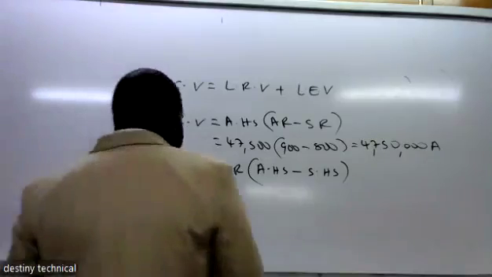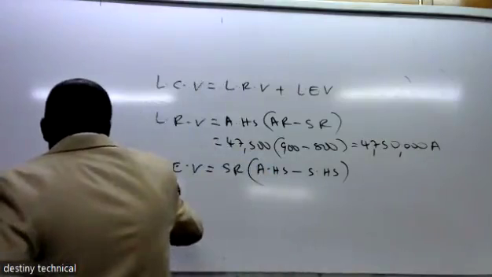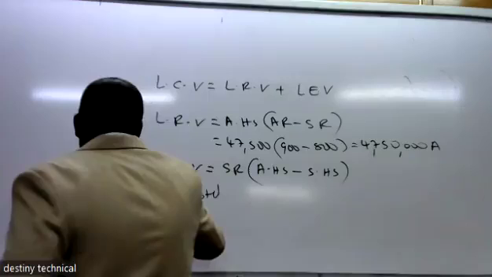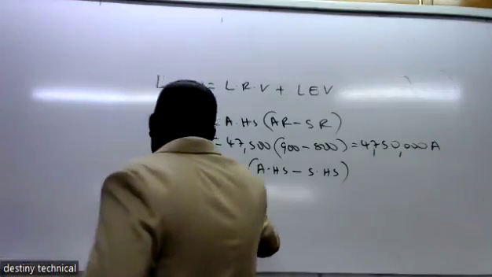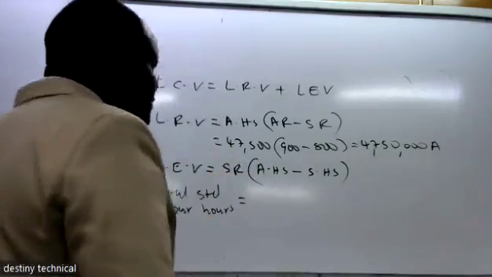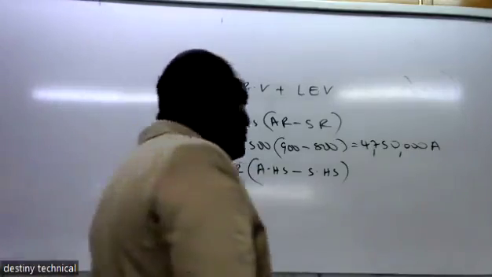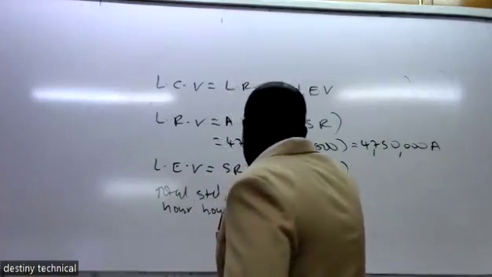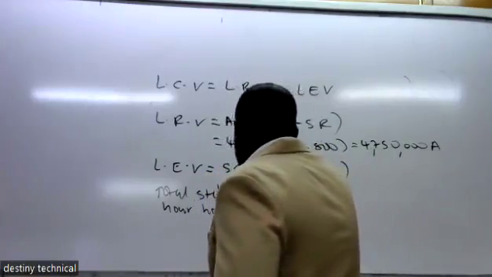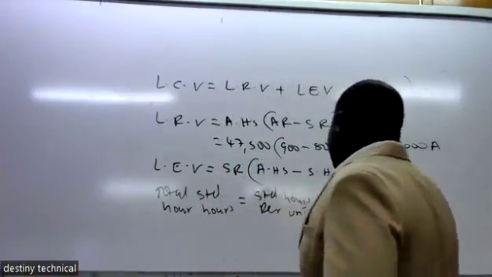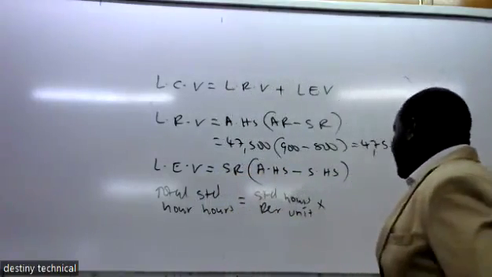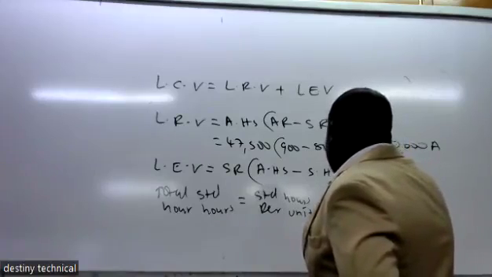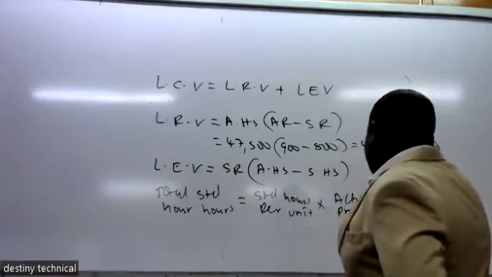So we need to calculate the total standard hours. To get the total standard hours, you simply take the standard hours by unit multiplied by the actual production.